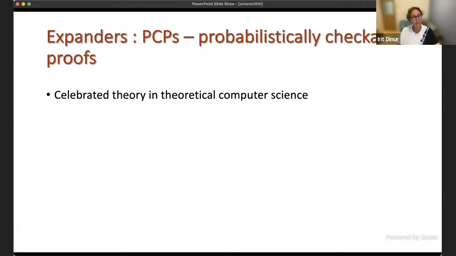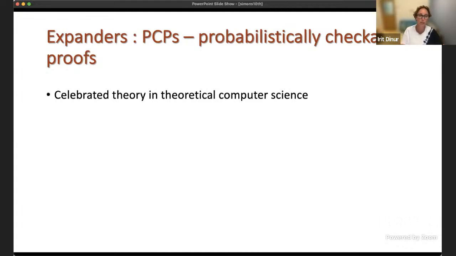Okay, another application of expanders. Of course, there are many, many applications. I just chose the ones that fit my story. Another application is for PCPs. So before I describe the application, let me tell you a little bit about PCPs. These are probabilistically checkable proofs.